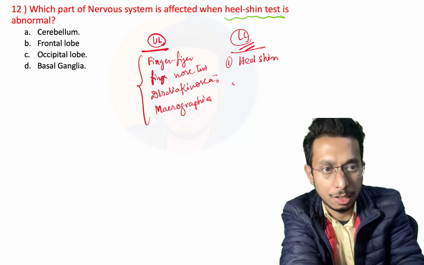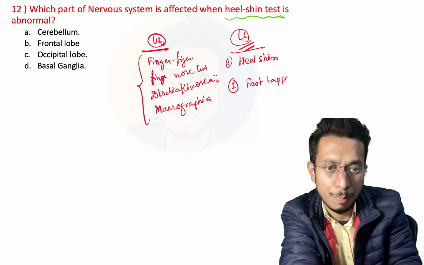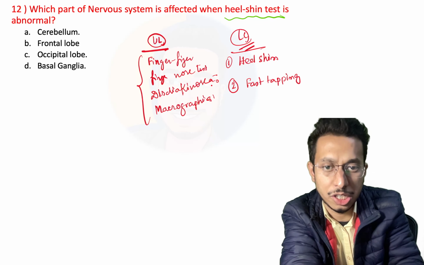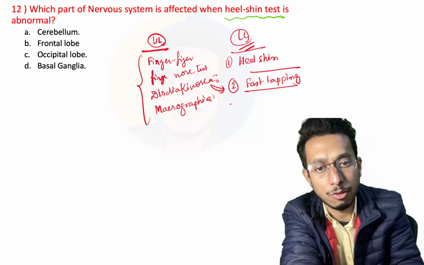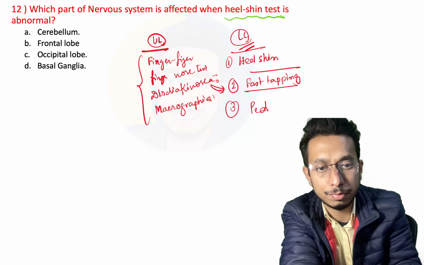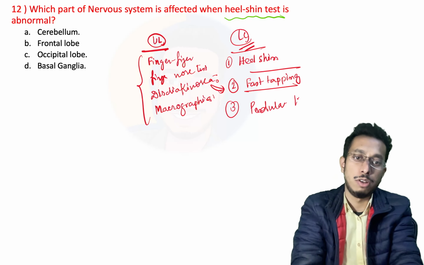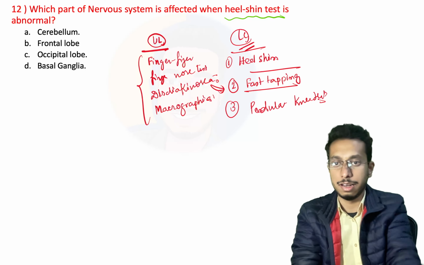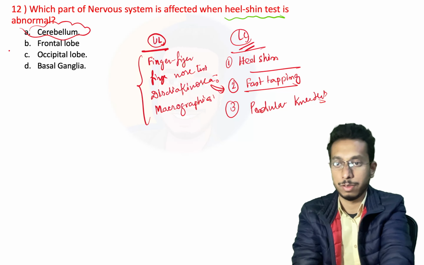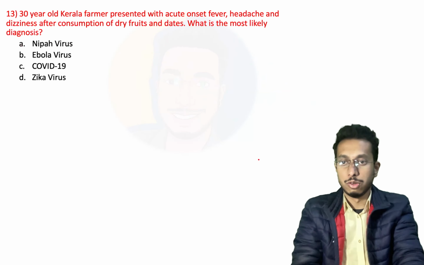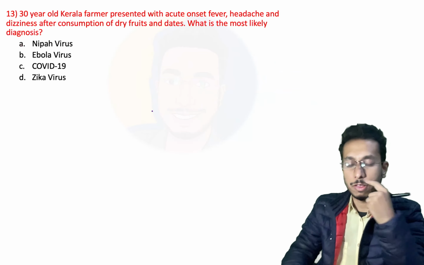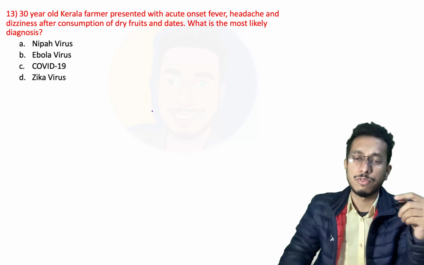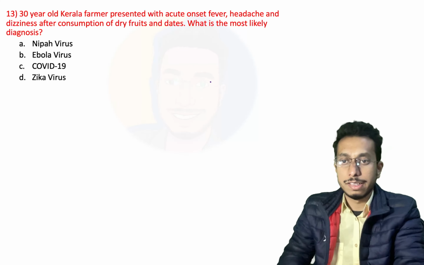And another one is the fast stepping test, tapping the foot on the floor very quickly, similar to dysdiadochokinesia, the equivalent, repeated movement with the feet, as well as the pendular knee jerk. Therefore, the answer here is cerebellum. All right. Okay. So coming to the next question, it says a 30-year-old Kerala farmer presented with acute onset fever, headache, dizziness after consumption of dry fruit, and death. So what is the most likely diagnosis?